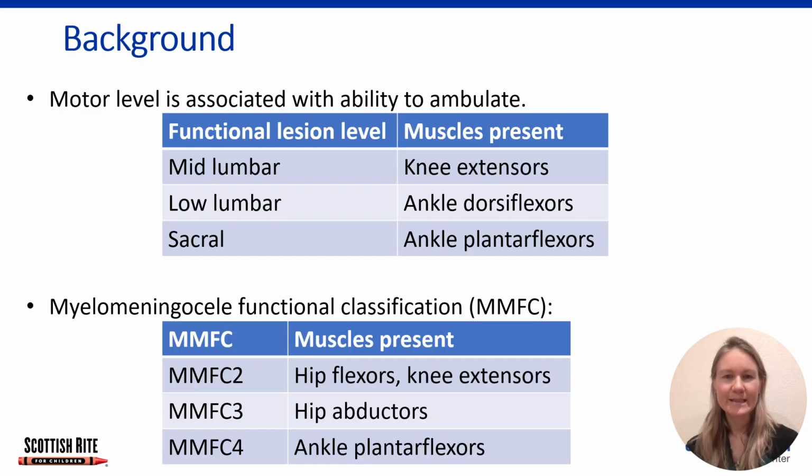The affected spinal level in spina bifida is associated with the ability to ambulate. Higher anatomical functional lesion level deficits have a lower chance of independent ambulation. Functional lesion levels include mid-lumbar for muscle activity at knee extensors, low lumbar for ankle dorsiflexors, and sacral for ankle plantar flexors. The myelomeningocele functional classification, or MMFC, includes MMFC2 for hip flexors and knee extensors, MMFC3 for hip abductors, and MMFC4 for ankle plantar flexors, and also considers assistive devices.